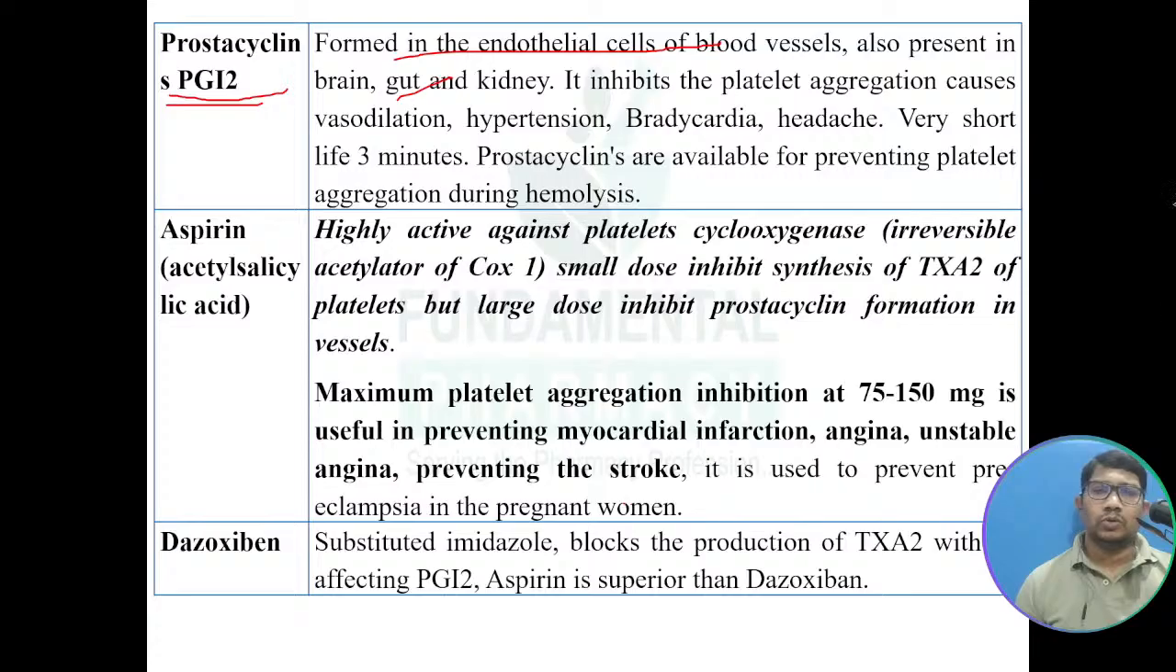Prostacyclins inhibit platelet aggregation, cause vasodilation, hypotension and bradycardia, and headache. If prostaglandin increases in the brain, it causes headache. If prostaglandin increases in the blood vessel, the vessel dilates, causing bradycardia and hypotension. Their half life is very short, about 3 minutes. Prostaglandins act only for 3 minutes.